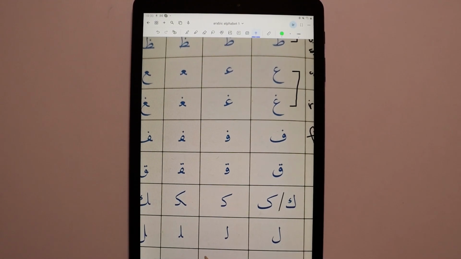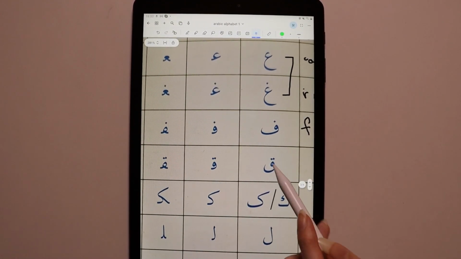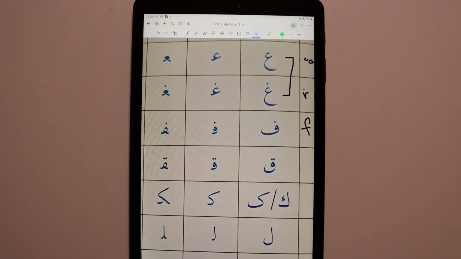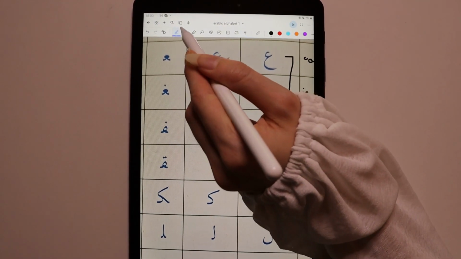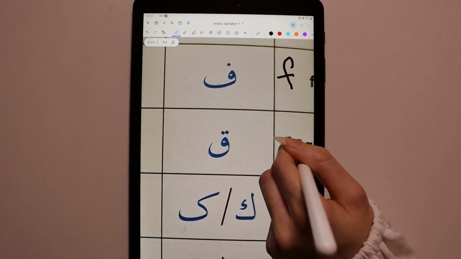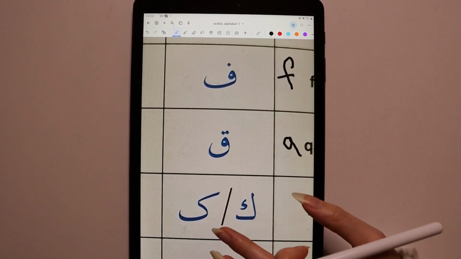Then we have the cough, and the cough is like a Q. It's a K sound, but a deeper K sound, deeper in the throat again. I also can't really pronounce this letter.